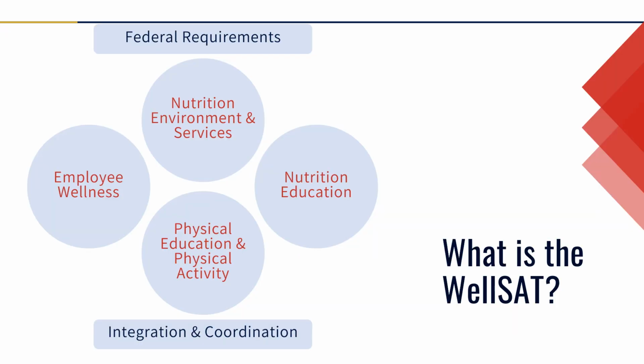Let's talk briefly about the Wellness School Assessment Tool, or WellSAT. The WellSAT includes 6 sections, each of which is applicable to the triennial assessment. These include 4 sections aligned with the whole school, whole community, whole child, or WSCC model, including nutrition environment and services, nutrition education, part of the health education domain, physical education and physical activity, and employee wellness. It also includes items covering policies and practices required by federal regulations and topics relating to the integration and coordination of policies.